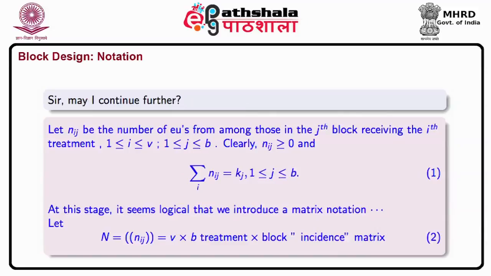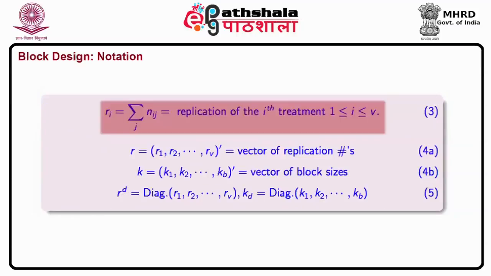Now at this stage, it seems logical that we introduce a matrix notation. So let us introduce it. Let capital N be the matrix with elements nij, and it is a V cross B matrix where V represents the treatments and B represents the blocks. So it's a V cross B incidence matrix. Here ri is equal to the sum over j of nij, which represents the replication of the ith treatment, where as we know i is equal to 1 to V.